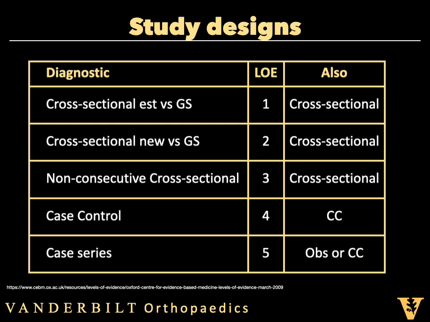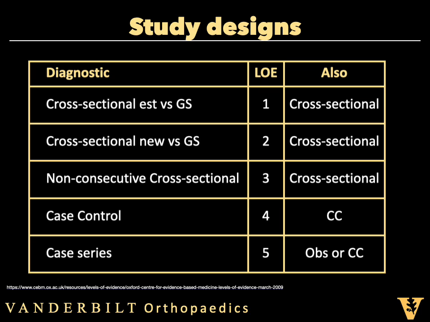Perhaps people only got a gold standard if their screening test was positive. Then there are case controls, which are looking at a group of people with and a group of people without a diagnosis, and then seeing if a test is positive or negative. And then case series. So really we're just kind of using descriptive statistics in a case series.